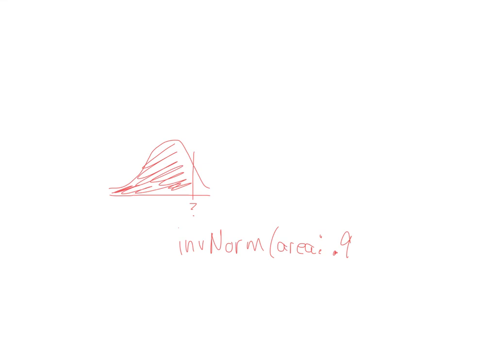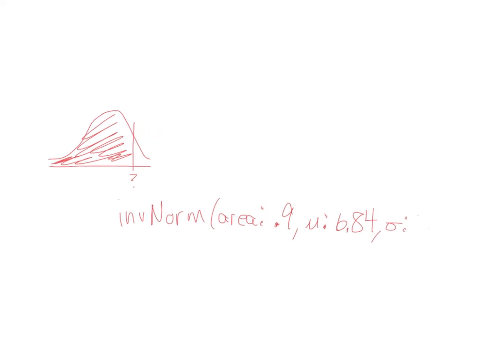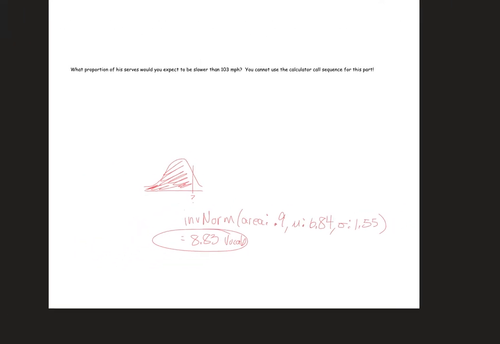But I want to go back to inverse norm in here, and let's type in area of 0.9. And I actually want to use the mean for the problem, which was 6.84, and a standard deviation of, I believe, 1.55. So I want to plug this in instead. So mean 6.84, standard deviation of 1.55. We'll hit paste, and sure enough, we get a value of 8.83 if I round up, which was the exact same number. We'll say that was the vocab score. I can't remember the acronym off the top of my head there, but that's the vocab score.